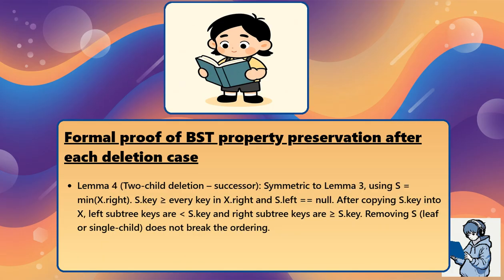Lemma 4, 2-child deletion, successor: symmetric to Lemma 3, using S equals minimum of X.right. S.key is greater than or equal to every key in X.right and S.left equals null. After copying S.key into X, left subtree keys are less than S.key and right subtree keys are greater than or equal to S.key. Removing S, which is a leaf or single child, does not break the ordering.